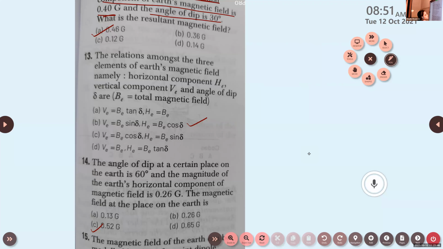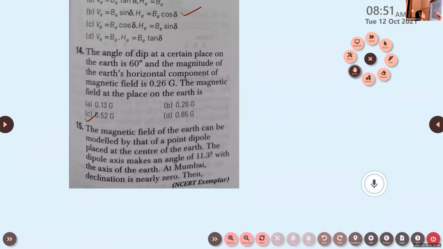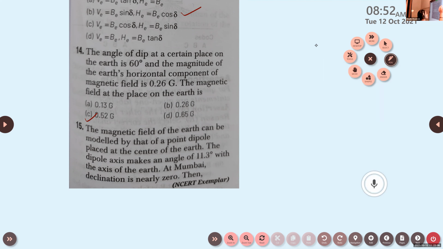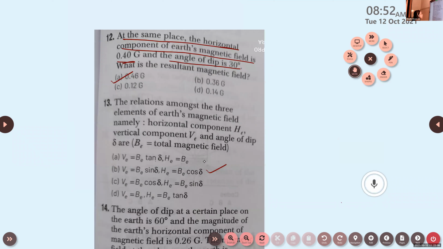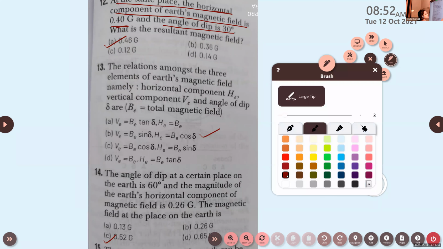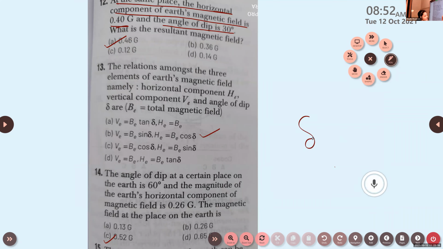Now the next question. Here, Z is replaced by V. That is the only difference. Right? Yes. The only difference is that instead of ZE, here we are using VE, and also instead of the angle of dip I, here we are using the term delta. This symbol is known as delta in physics. That's the only difference in these equations.